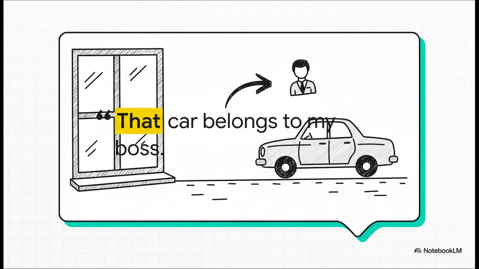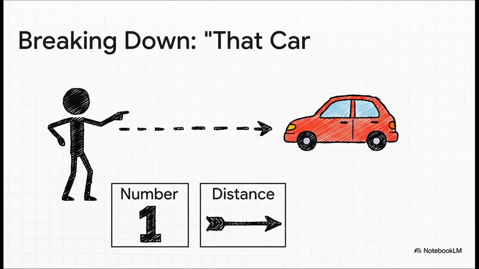Okay, now picture this. You're looking out the window, and you see a car parked across the street. You might point and say, "That car belongs to my boss." Let's run it through our system. Number, it's one car, so singular. Distance, it's all the way over there, so it's far. Far and singular gives us that. See how easy this is? You're already getting the hang of it.